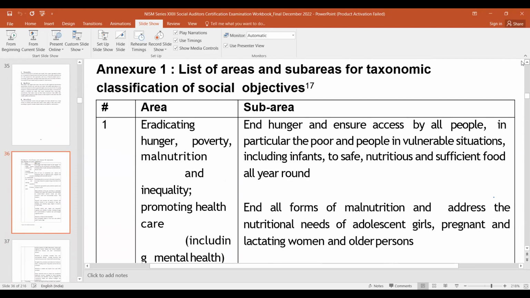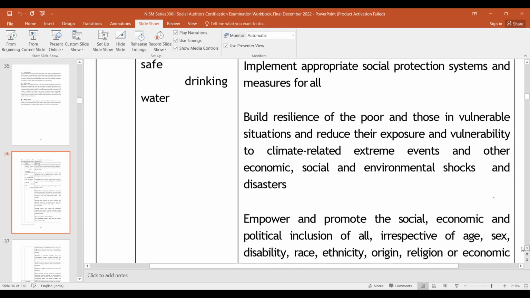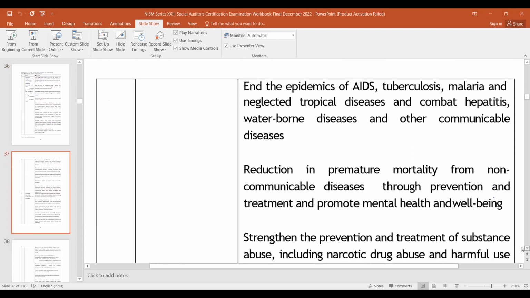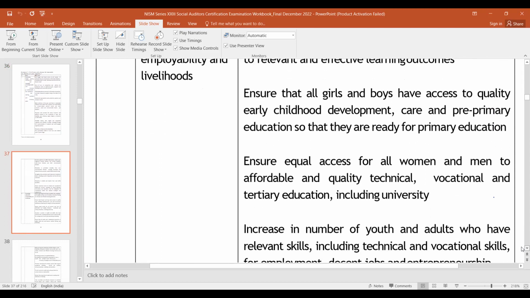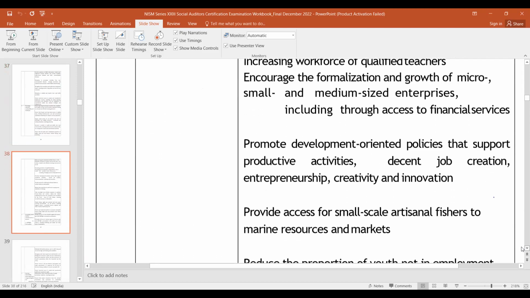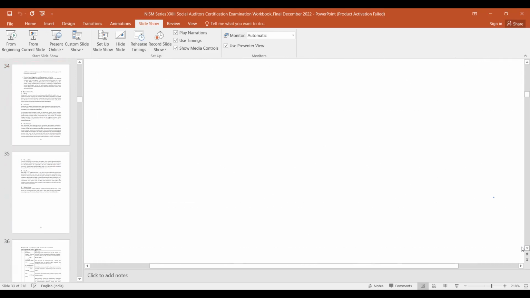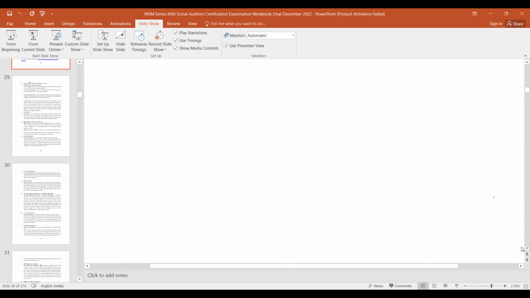So first of all, eradicating hunger, poverty, malnutrition and inequality. Malnutrition, inequality, hunger, poverty. And this could be the area. And what could be the sub area? End hunger and ensure access by all people, in particular the poor and people in vulnerable sections. Safe drinking water. Then second is education, employability and livelihoods. And these are the sub areas. So you can go through these annexures. Now let us again go back to where we were.